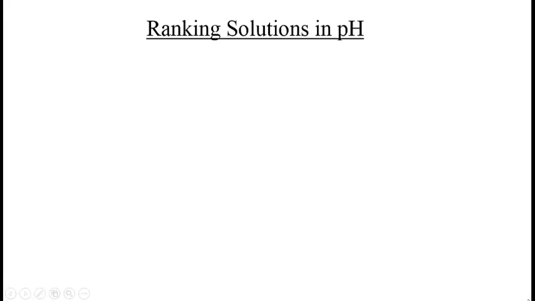But what we will do here is to rank different solutions in pH. We'll see here how the concentration and the strength of an acid or a base affects the pH. We need to start our discussion by realizing that the simple fact of whether a solution is an acid or a base can help us in ranking solutions in pH.